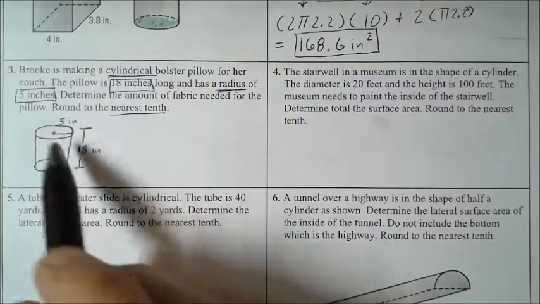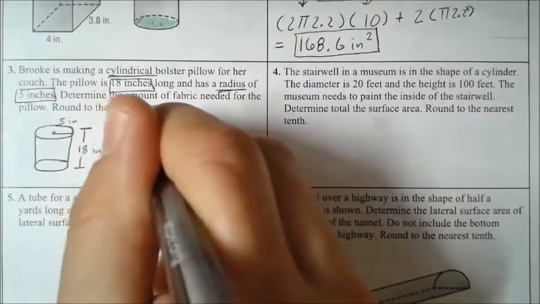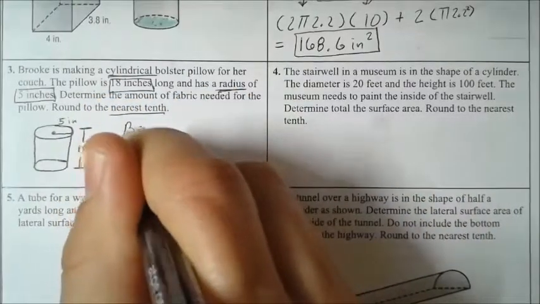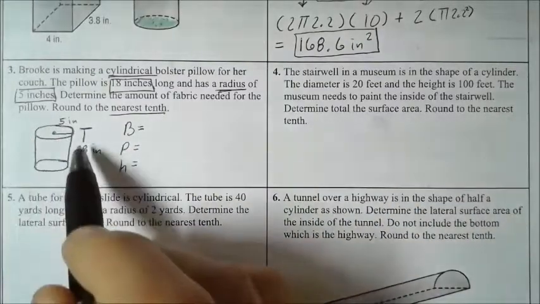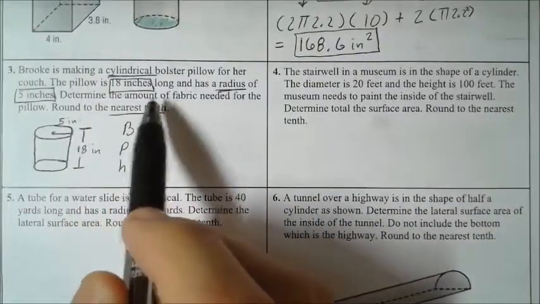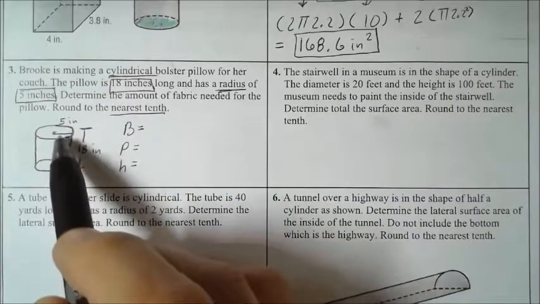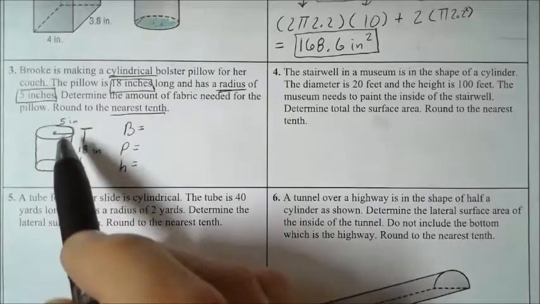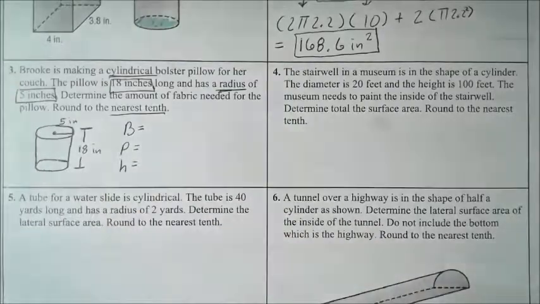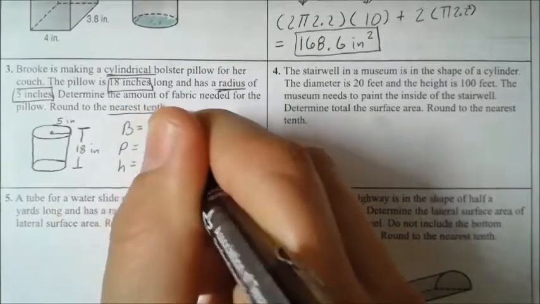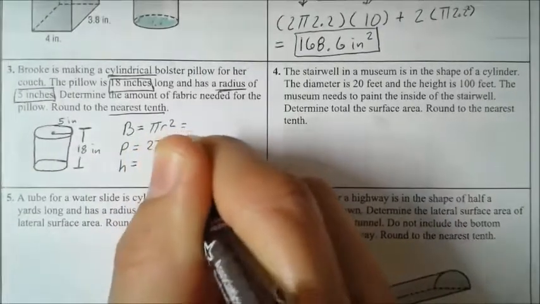Make sure you draw the figure once you underline and box the information. So that way you know what you're looking at and it'll make more sense. So now all we have to do to solve this is find our big B. We want to find our P. And we want to find our h. And how do we know we need to find all of those? Well, it says that we need to determine the amount of fabric needed for the pillow. So we want to cover this whole pillow. We don't want the stuff inside of the pillow falling out of the edges, right? So we need to cover both bases and the lateral surface area. So remember, big B is going to be pi r squared. Big P is going to be 2 pi r.